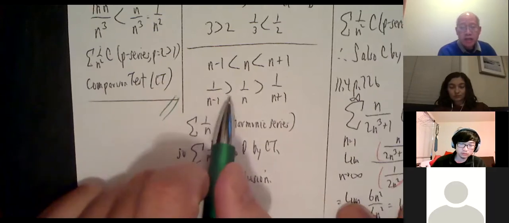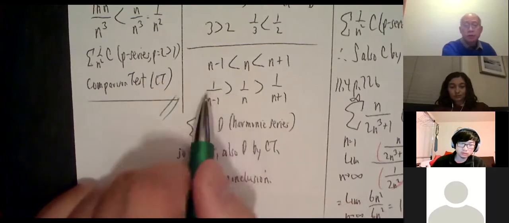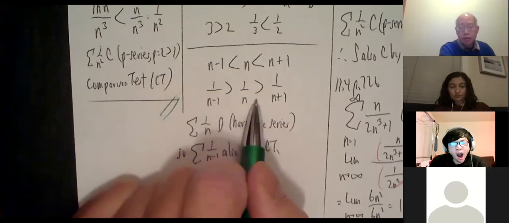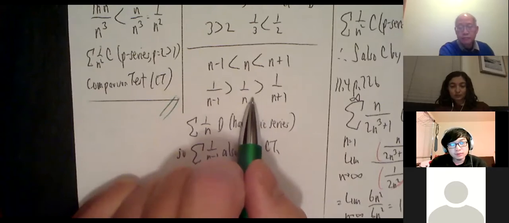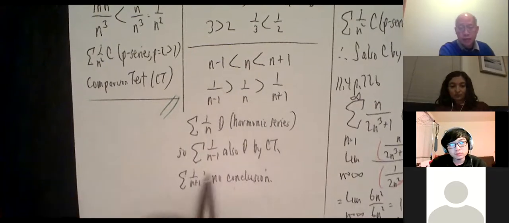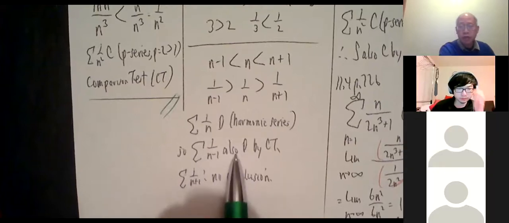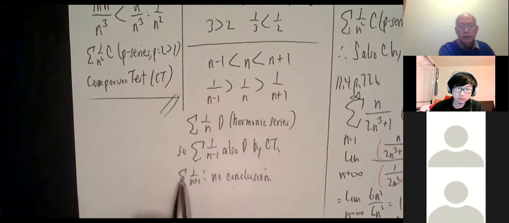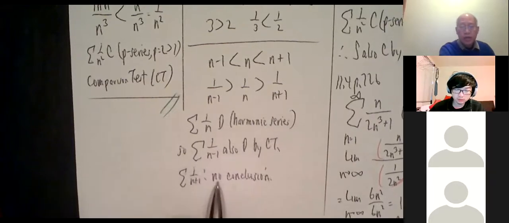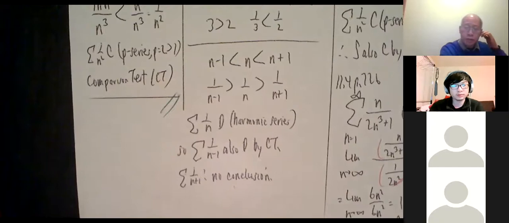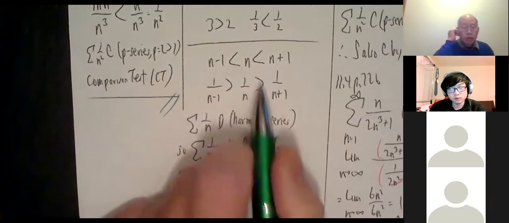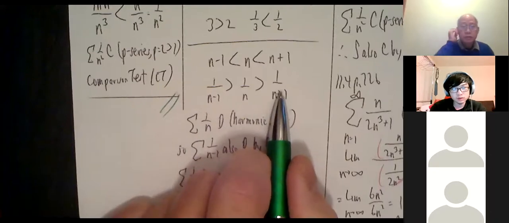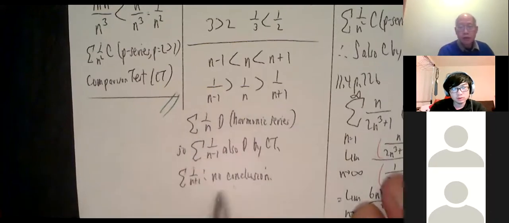1 over n minus 1 is greater than 1 over n. So summation 1 over n minus 1 is bigger than a series which diverges, and specifically diverges to infinity. Therefore, by the comparison test, summation 1 over n minus 1 also diverges by the comparison test. However, summation of 1 over n plus 1, I can make no conclusion by the comparison test, CT, right? This one blows up. This is a smaller series. It's smaller, so I can make no conclusion.